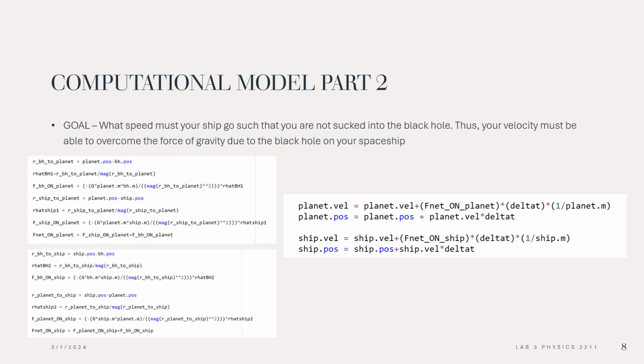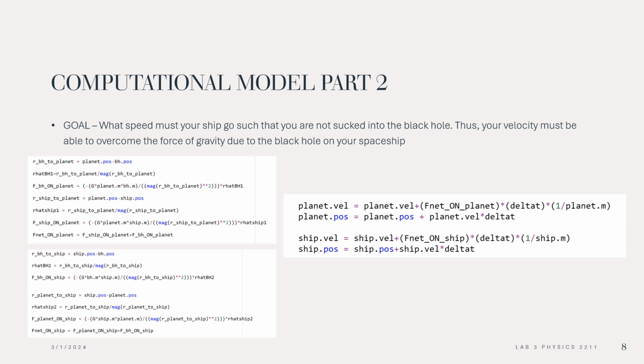Part 2: we're now in a spaceship, and we want to find the minimum speed our spaceship can go such that we're not sucked into the black hole. So our velocity must be able to overcome the force of gravity due to the black hole on our spaceship. What I didn't add here is that we also have a planet, so it's important to note that we also need to find the strength of the force on the planet, so we don't crash into the planet.